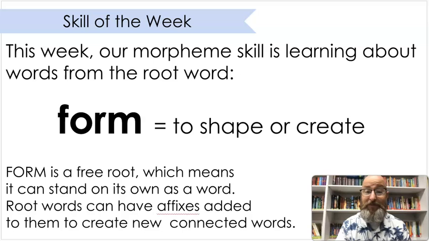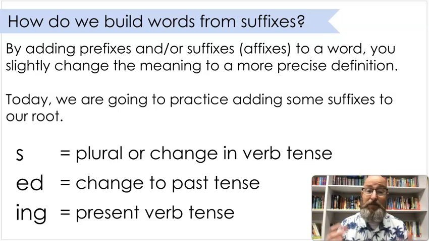Root words can have affixes added to them to create a new connected word. Affixes are things like prefixes or suffixes. In Lesson 1, we added some prefixes. Today, we're going to add some suffixes. Of course, prefixes go at the beginning of a word and suffixes go at the end. So when you add a prefix and or a suffix to a word, you slightly change the meaning to a more precise definition. Today we're going to practice adding some suffixes to our root.